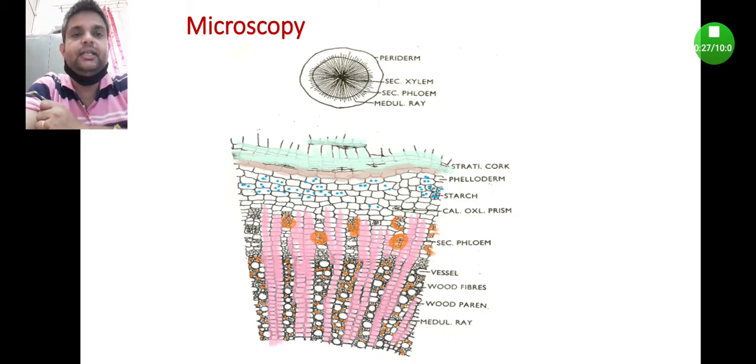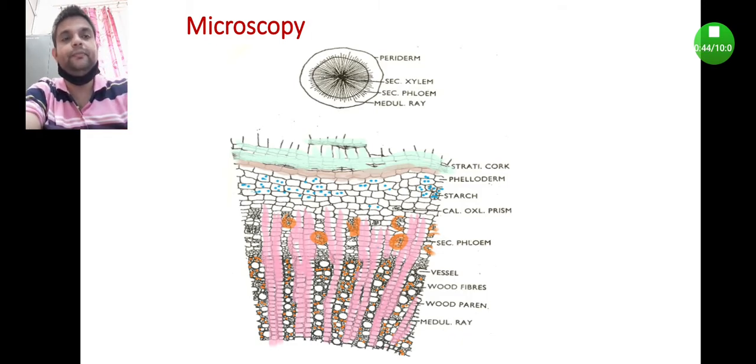The outer layer is known as the periderm, followed by secondary xylem, secondary phloem, and medullary rays. These are the four different distinct regions you will observe under the microscope. Let us see all of them one by one.